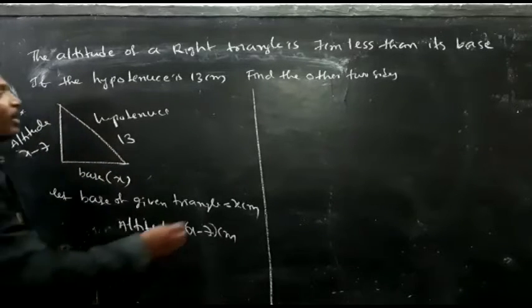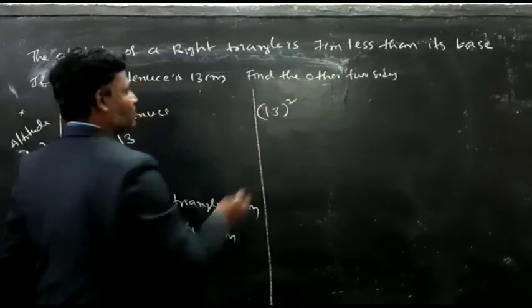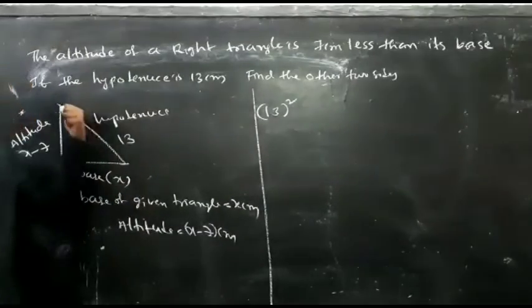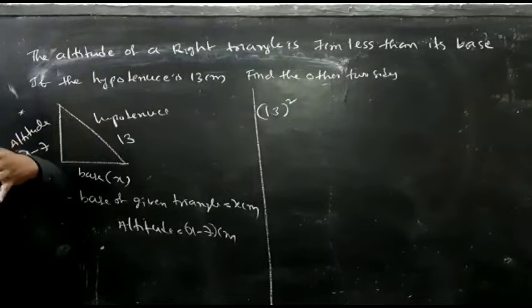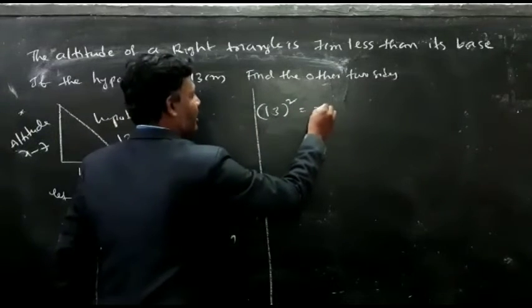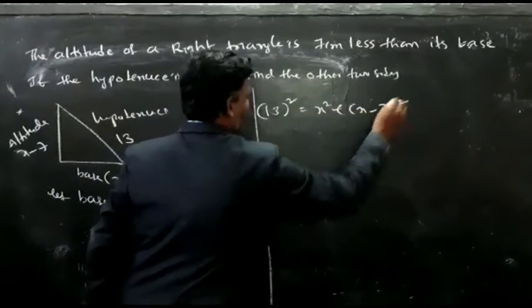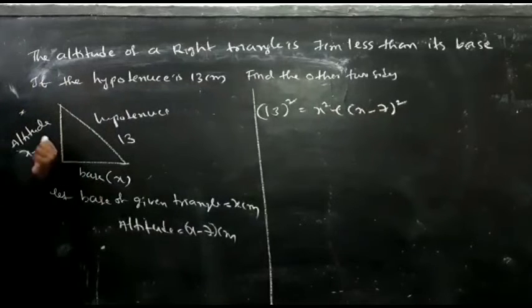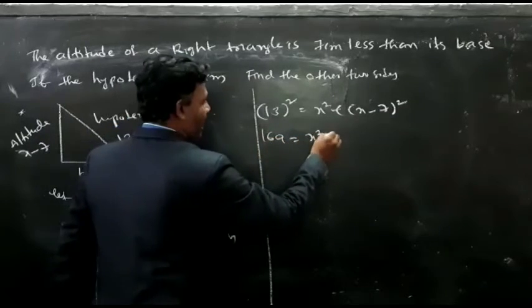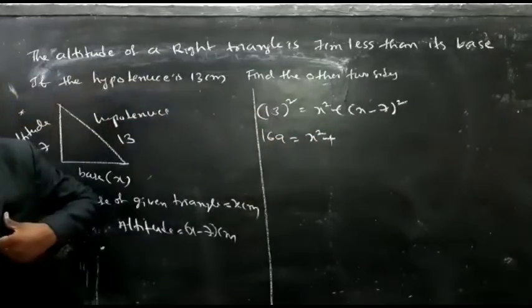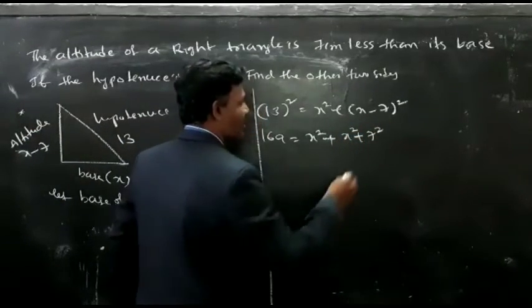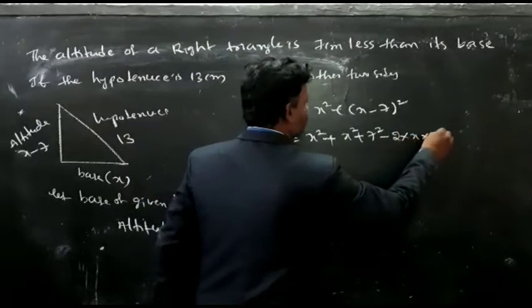Here, what is the square of the hypotenuse? 13 square. By using the Pythagoras theorem, what we can write here? 13 whole square is equal to x square plus (x minus 7) whole square. Why? Because base is x and altitude is nothing but x minus 7. So 169 is equal to x square. Here I am going to use the (a minus b) whole square formula. What is the formula here? a square means x square, b square means 7 square, minus 2ab means 2 into x into 7.